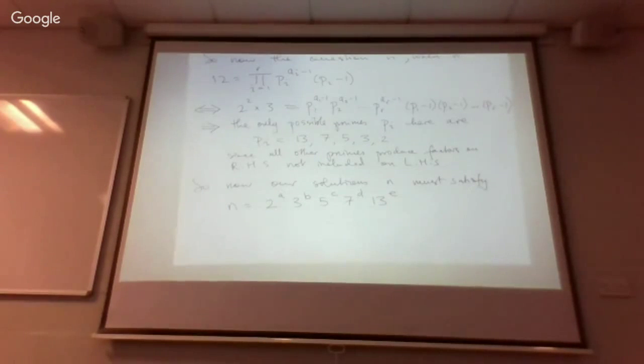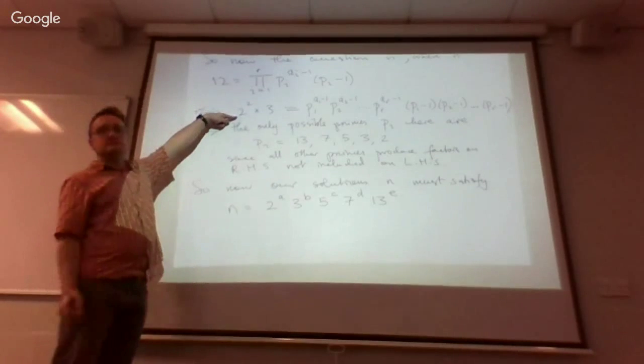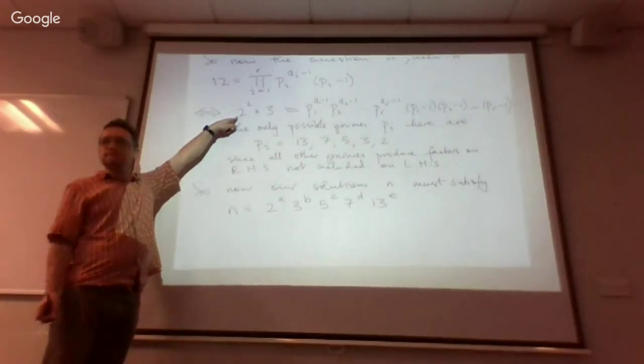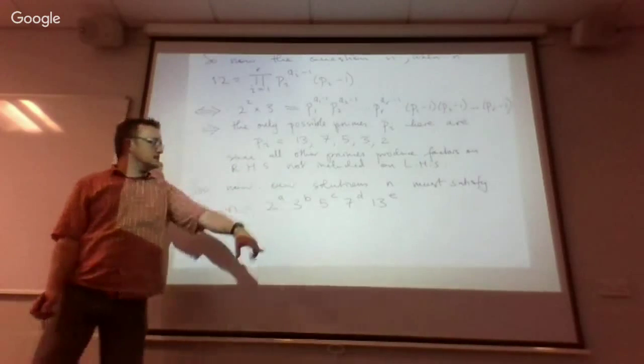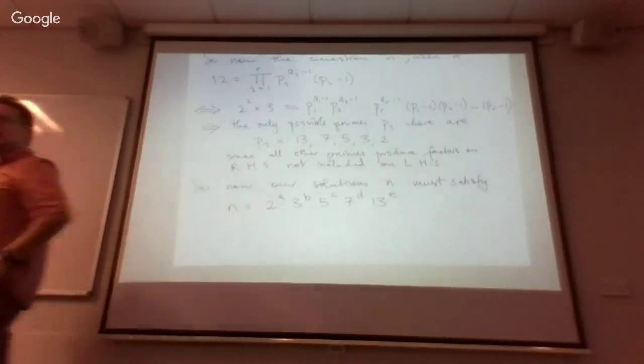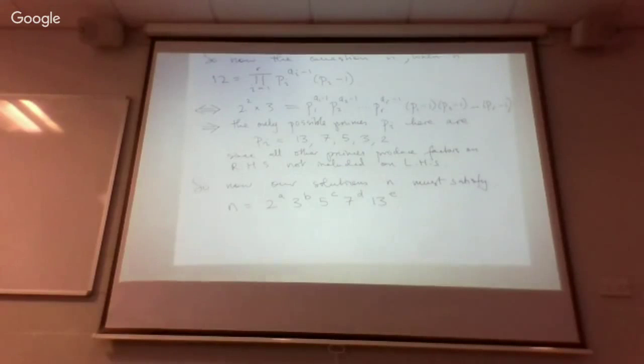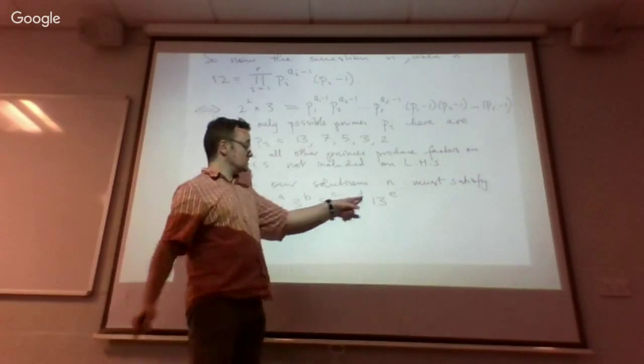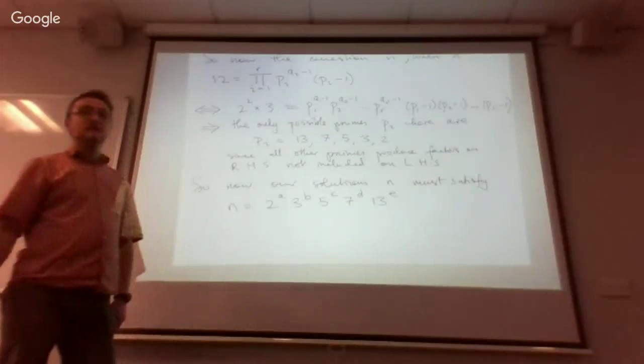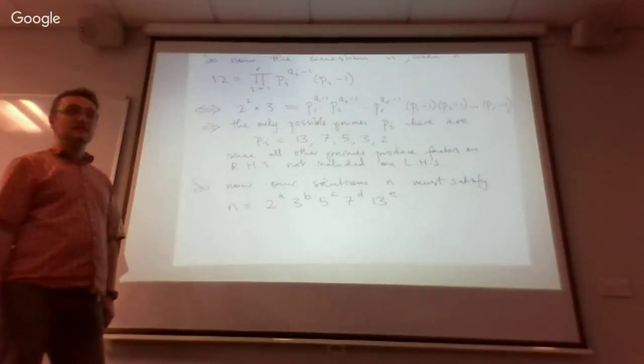Can you give me any quick restrictions on those exponents? Again, with reference back to this equation up here. At the moment I've just allowed them to be any exponents. Any quick restrictions? C, D, and E aren't going to be bigger than 1. Say that again? C, D, and E aren't going to be bigger than 1. Why not? Because 5 is already producing 2 times 2. We can't have another factor of 2.